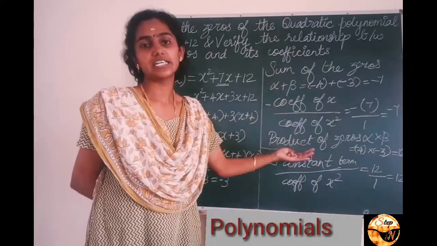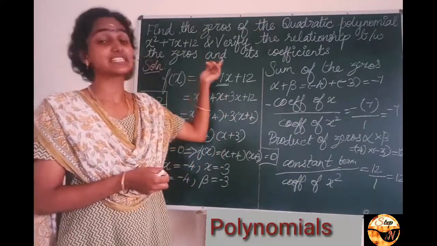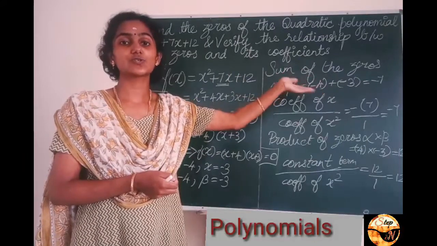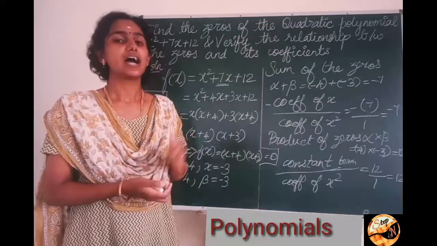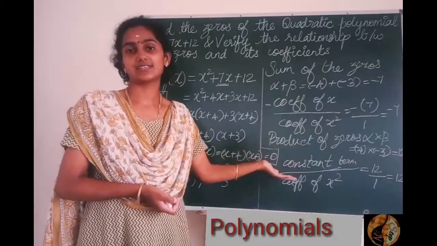Both are equal. Today we have seen the relationship between the zeros and the coefficients of a quadratic polynomial, and also we have seen a problem to prove the relationship.